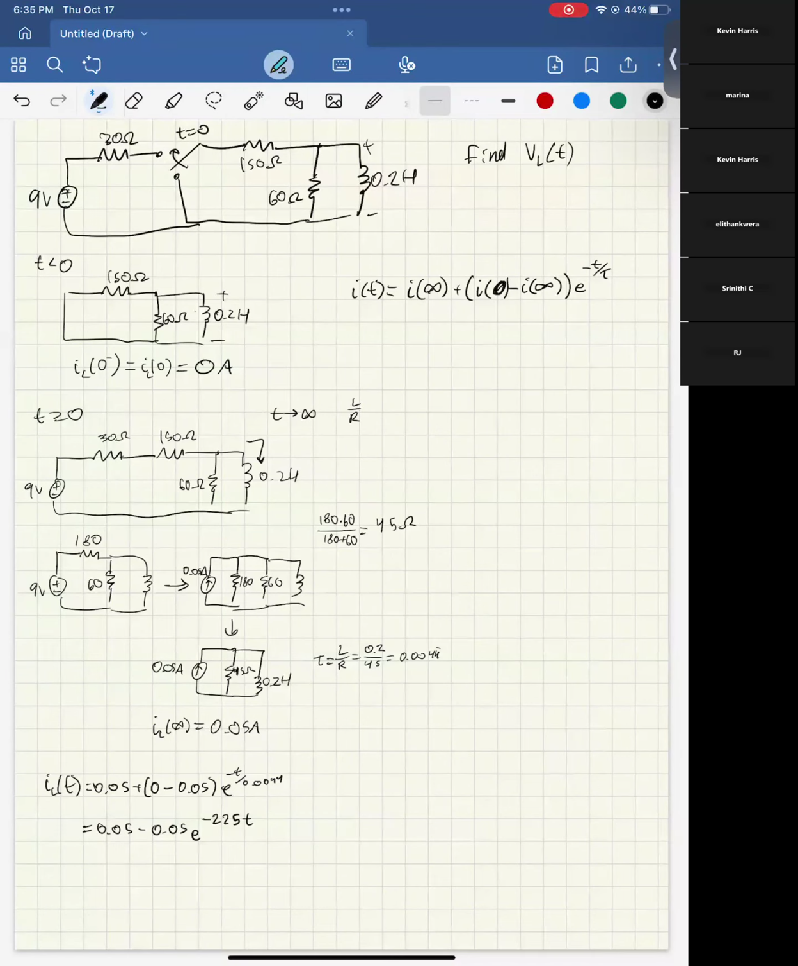Let me double check that. So that would be 4 over 0.2. No.